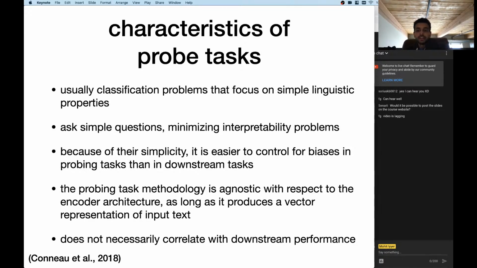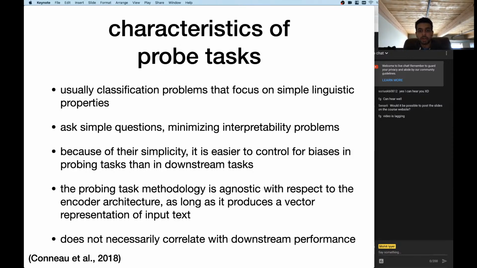And note that these probe tasks don't require any sort of visualization of the neurons or stuff like that. This is a training-based approach. So we're training simple classifiers to understand how they perform. And based on their performance, we can conclude various things about what the model has and has not understood.